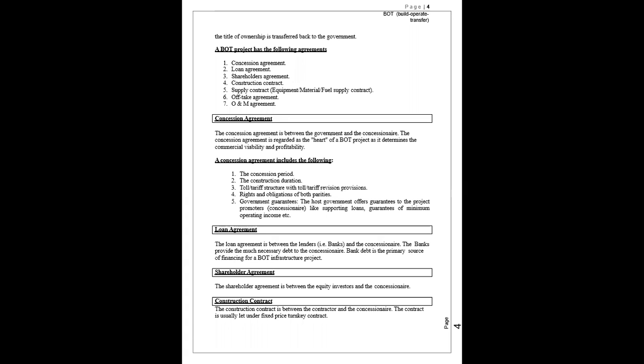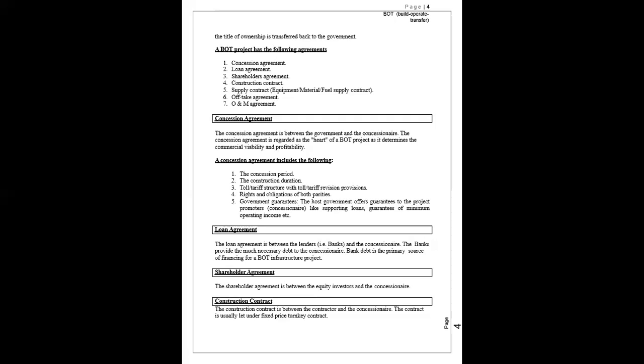Dash is called the heart of the BOT agreement. Concession agreement is called the heart of the BOT project or BOT model, as it determines the commercial viability and profitability, because this concession agreement tells you two important things: for how long this ownership or this particular agreement will be there, and during this particular period how much profit can be generated.